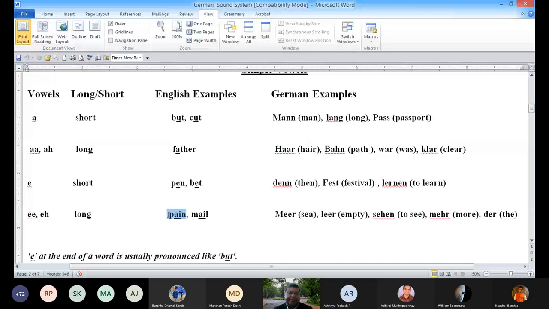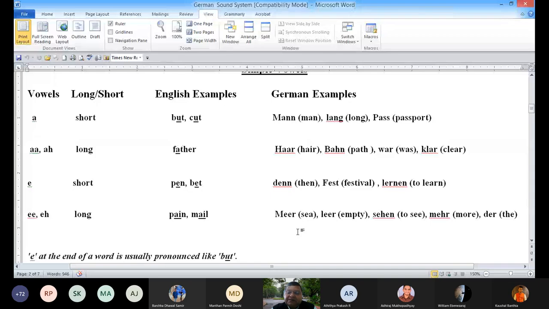So P-A-I-N, pain, M-A-I-L, mail. These are English words. On the same way you pronounce the German words. M-E-E-R should not be pronounced like the English way, otherwise it will be wrong. You should pronounce the German way. So in German, it will be pronounced Meer. M-E-E-R is Meer. Just like pain, it will be Meer. Similarly, L-E-E-R should be pronounced Leer.